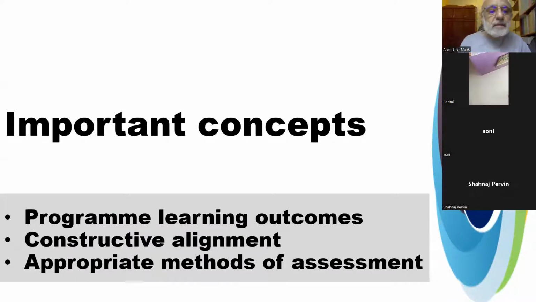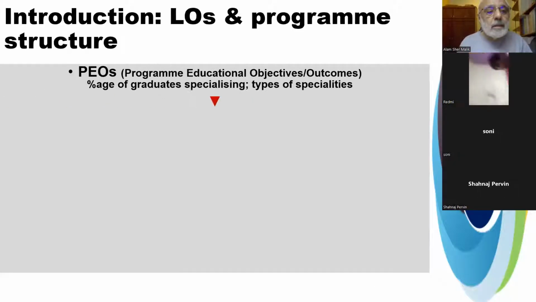To comprehend the concept of blueprinting very well, we need to have a clear understanding of these three concepts: program learning outcomes, constructive alignment, and appropriate methods of assessment. The program educational objectives apply to graduates a few years after graduation. For example, what percentage of your graduates would go for specialization and what kind of specialties they would choose.